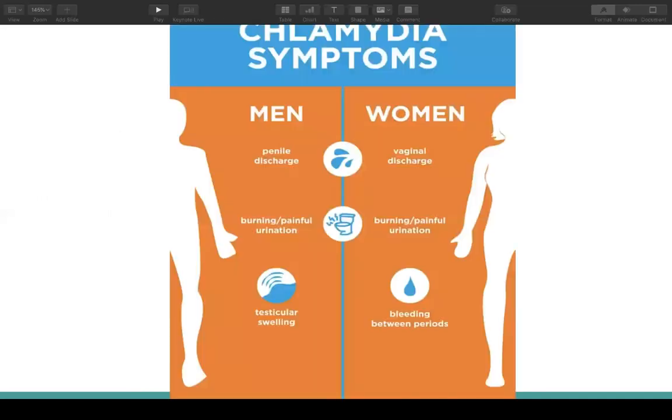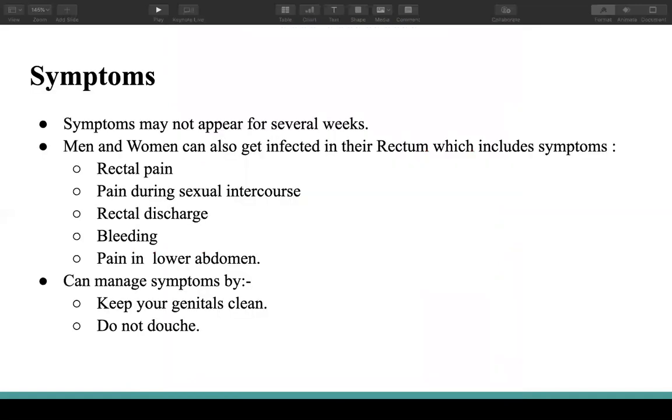So here is a picture which shows some similar symptoms that men and women can have. They both can have abnormal discharge. Both can feel pain and burning while urinating. Men can have swelling of the testicles. Women can face bleeding between their periods.